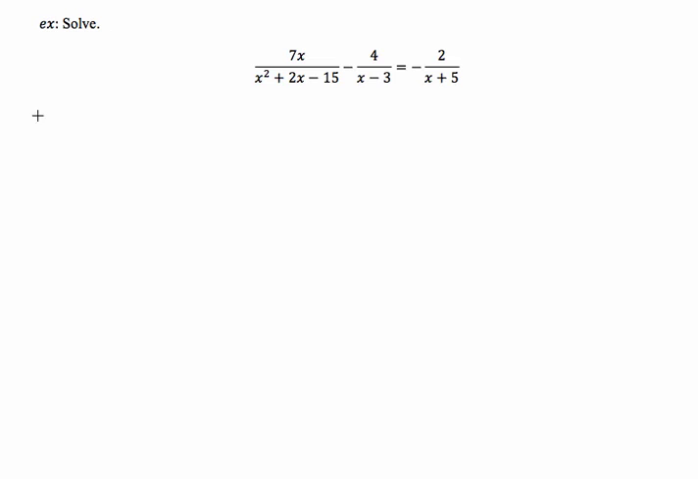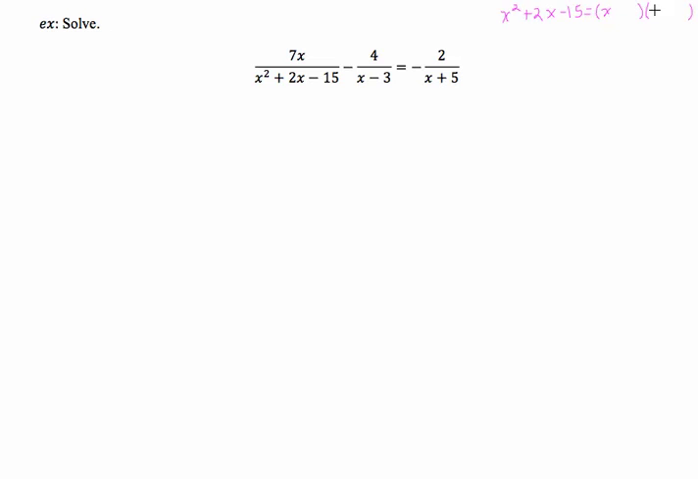So let's see, let's factor here. This x squared plus 2x minus 15. I'm just going to go off to the side and do scratch work over here. Scratch work. x squared plus 2x minus 15. Let's see how that factors.